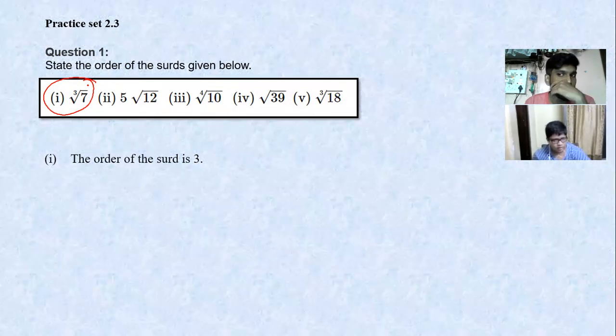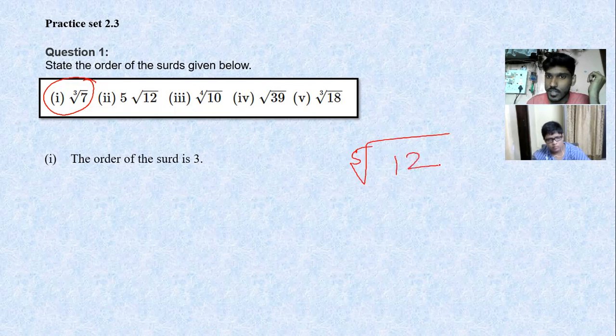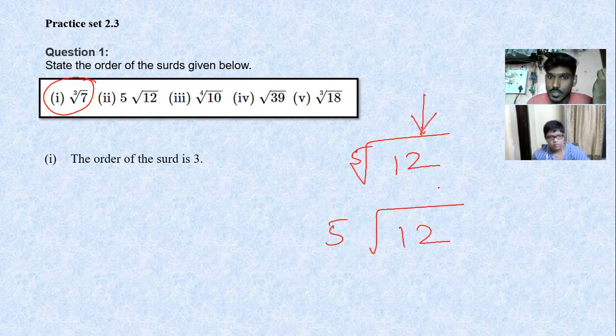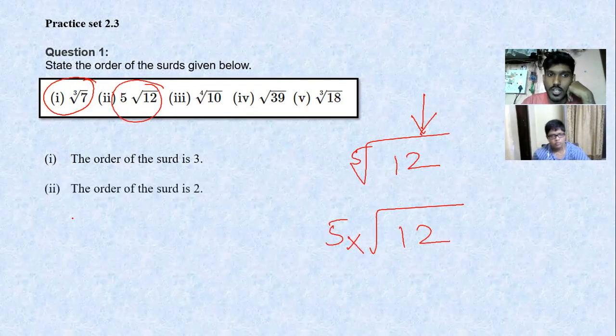This 5 is not the fifth root of 12. It is not like this. It is like this. There is a difference between this. If it is like this, this means fifth root. Well, this is 5 into root 12. So what is the order? 2. Correct. The order of the surd is 2 for the second one.